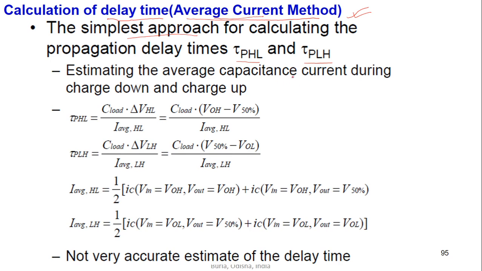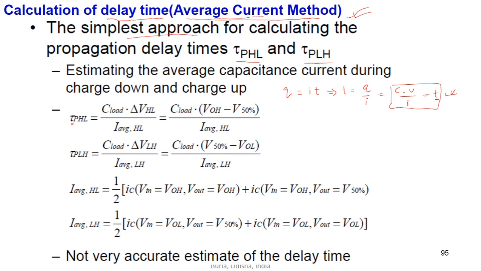We know the relation Q is equal to I into T. So this can give us the value of T as Q by I, and we know that Q is equal to C into V, so T is equal to C into V by I. We can use this relation to find the value of time, and this is what is being used here.